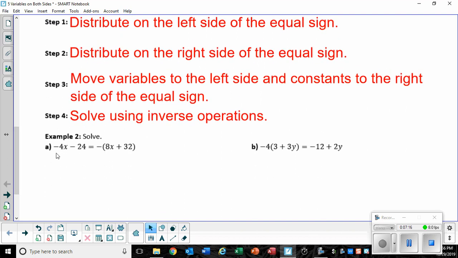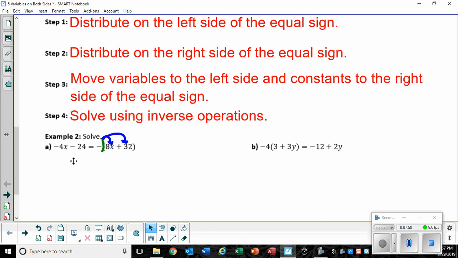So step 1, distribute anything on the left. Well, we don't actually have anything to distribute here, so we can skip that step. Step 2 says distribute on the right. So we do have something to distribute here. So we have the negative times 8x plus 32. Well, remember, whenever you don't see a number there, it's got an invisible 1. So it's a negative 1 being multiplied by that. So I'm going to go ahead and distribute that negative 1 to the 8 and to the 32. Okay? And I do that multiplication. Over here, I didn't touch anything, so I'm just going to rewrite the same thing.